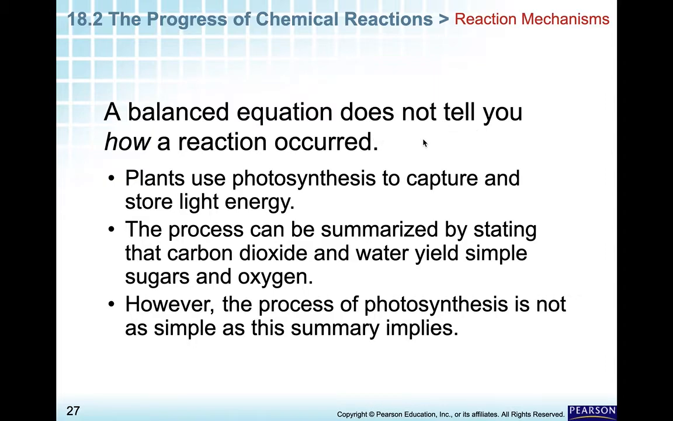To give you an example, you know about the process of photosynthesis, the process that plants use to turn light into energy. Now, we could summarize this reaction by stating that carbon dioxide and water are reacted in a plant to produce simple sugars and oxygen. And that's true. That captures the overall reaction. The plant takes in carbon dioxide and water. It puts out sugar and oxygen.